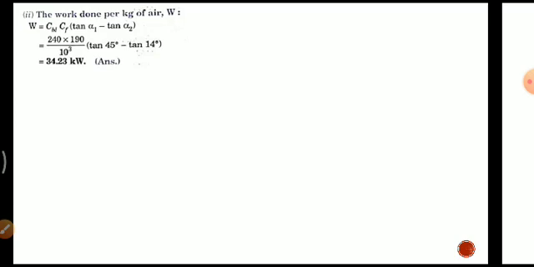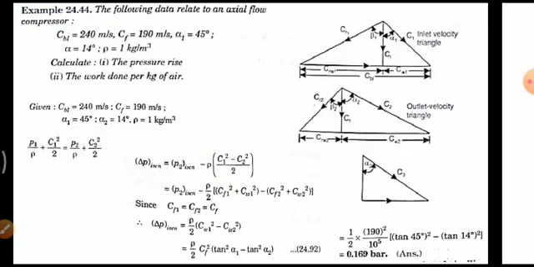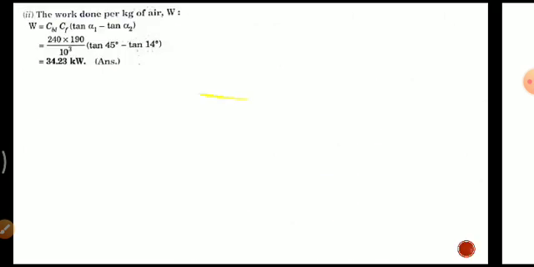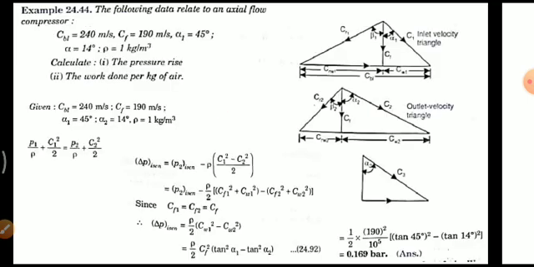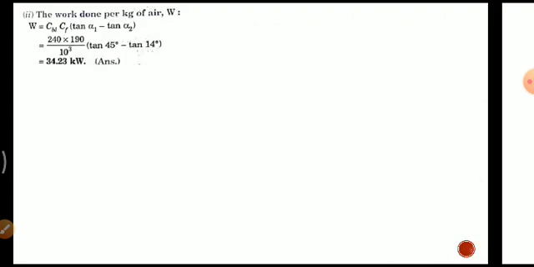The second, we have to calculate the work done. As the temperatures are not given and we got the value of blade velocity, we will be using the equation for blade velocity for work done, CB into Cf tan alpha 1 minus tan alpha 2. As Cw1 is not given, we already got the value of Cf. We will be substituting. Normally the work done equation is equal to blade velocity into Cw2 minus Cw1, and we will be replacing with the Cf and tan alpha 1 and tan alpha 2. So we will get the value of work done is equal to 34.23 kilowatt. Okay.